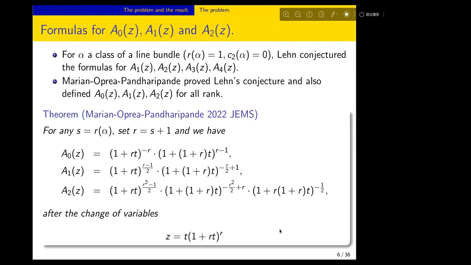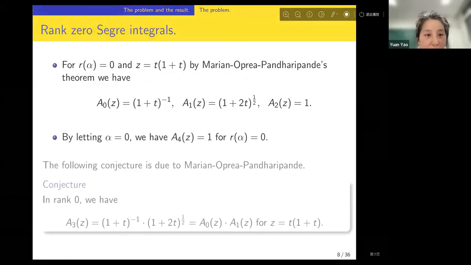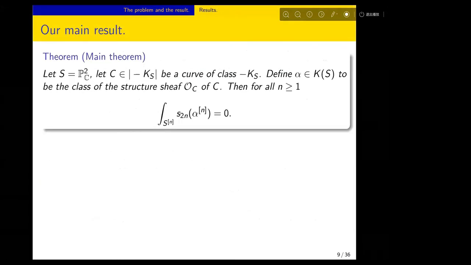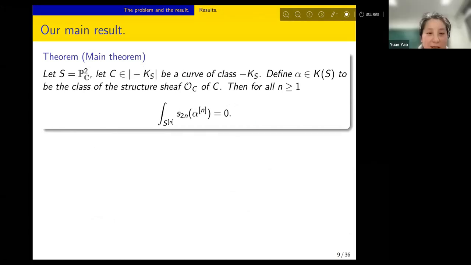Okay, more questions? So I've got a question. This was computed on P2. So for other simple surfaces like a ruled surface or K3 or a blown-up surface, is it possible to compute directly? What's the difficulty? I think there's a problem here.